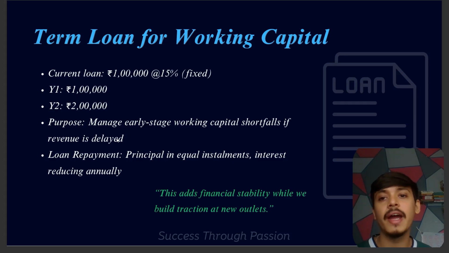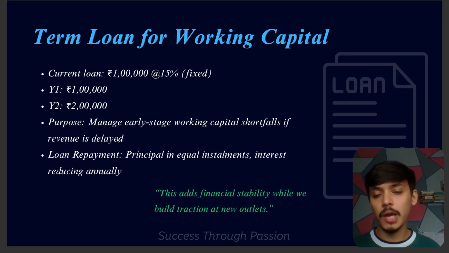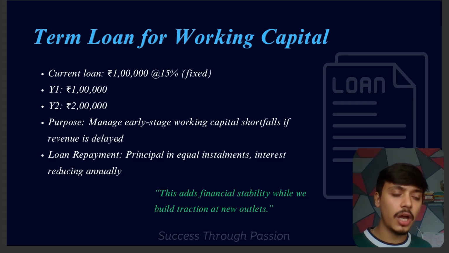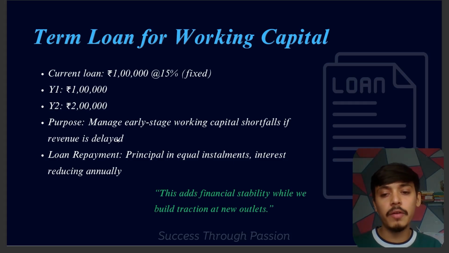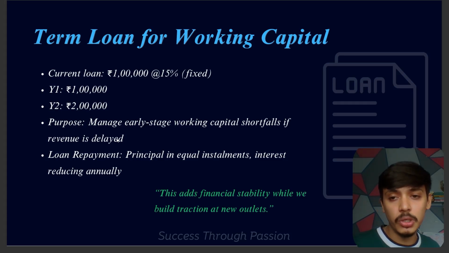The purpose of adding a term loan in the assumption is to manage early stage working capital shortfall if revenue is delayed. So what the assumption behind this is, investors would ask you, why do you want to get a term loan when we are providing you with equity capital? So to convince them, we are going to take a term loan because we want to be sure that if our revenue assumptions don't match up, then we are not in a cash crunch, right? We have some working capital amount with us which we can use on the emergency side.